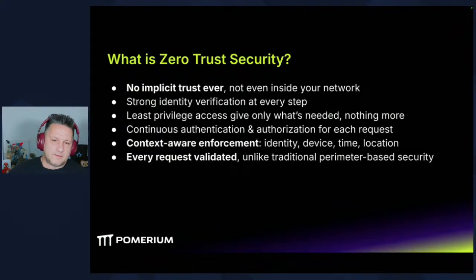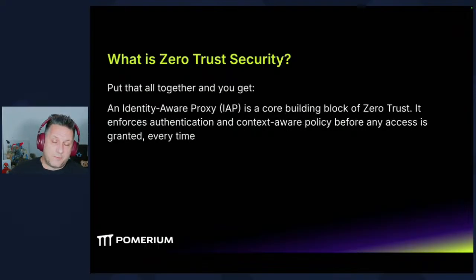So it's not just like, is Nick logged in? Is he part of a certain group? Those are standard things that you're probably familiar with from just regular role-based access. But this will also include device identity. Like, is this a work laptop? Is this a work-approved device? What time of day is it? Where is the location? And every request is validated, unlike traditional perimeter-based security where you just get on the VPN and then at that point, it's assumed you're trusted.